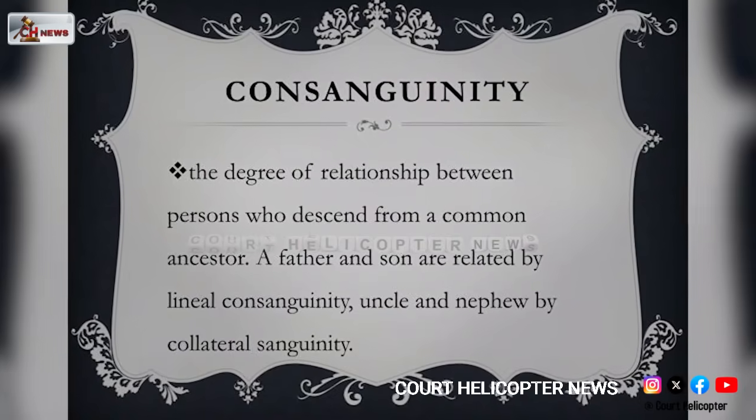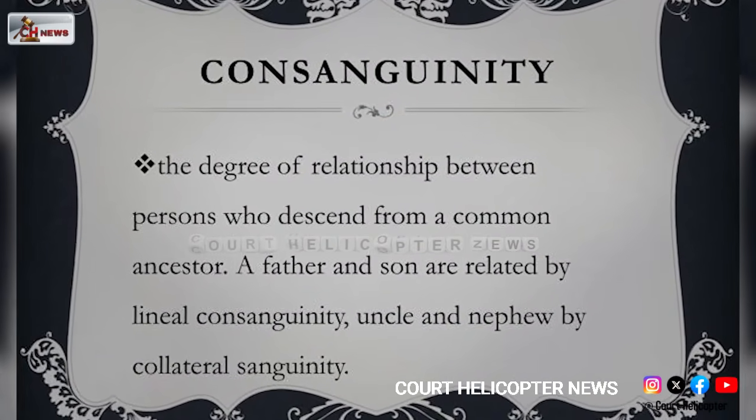Consanguinity. Consanguinity, we dealt with under the Marriage Act, is the level of blood relationship. A father, a wife, a child, a stepchild, all these determine whether you can marry somebody or you cannot marry somebody.